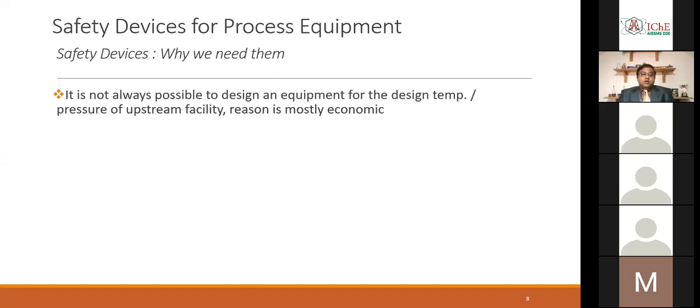Okay, let's see. It is not always possible to design an equipment for the design temperature and pressure of the upstream facility. The reason is mostly economic. Now I gave you an example of the pump shut-off pressure previously. Now say, for example, the pump that I am operating goes to multiple destinations. Because of the farthest destination, the pump has to generate a very high head, which makes the pump shut-off pressure very high.